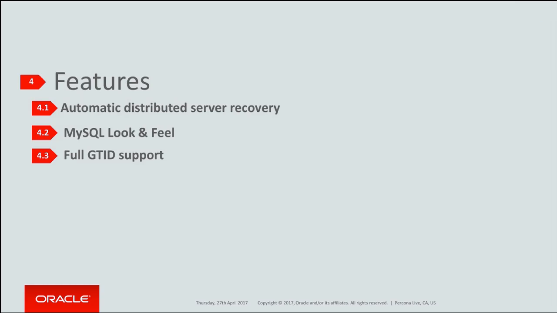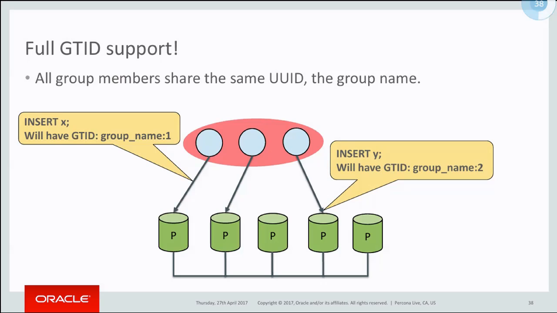Also, since we are the upstream, we do support full GTID. Like we have now on 5.7, on 8.0, and on 5.6, we do support GTIDs. The only difference is that instead of having a UID for each server, we have one for the full group. So the full group behaves like a single instance. But this instance, the group, supports fault tolerance.